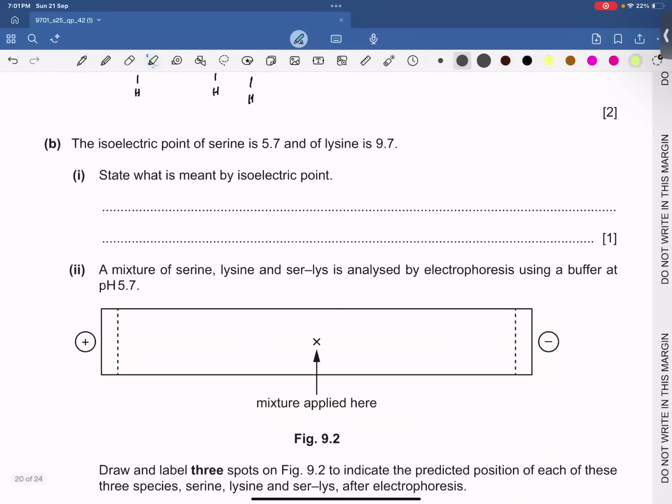Now part B part 1 is: state what is meant by isoelectric point. By the way, the isoelectric point for serine is 5.7 and lysine is 9.7. So you must remember this.